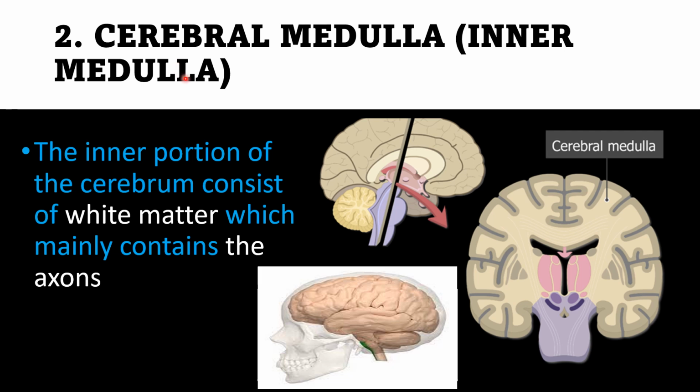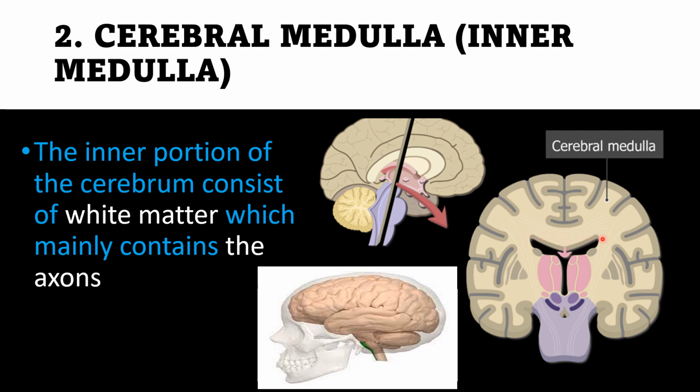The next region of cerebrum is the cerebral medulla, also known as inner medulla. That is the inner region of cerebrum. Here you can see this is cerebral medulla, that is inside, not the outer region. The outer region we call outer cortex. Cortex region consists of grey matter, but the inner region of the cerebrum, the cerebral medulla, consists of white matter.